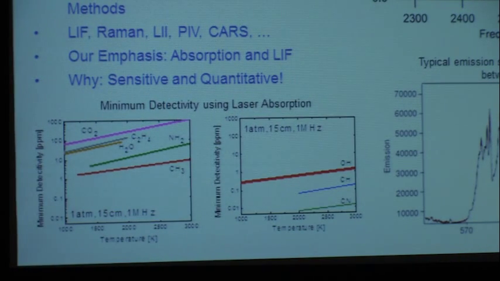And this is an example of what we would do in the shock tube. We try to detect 1 or 10 or 100 parts per million of some species as a function of temperature. All right, this is just an example.